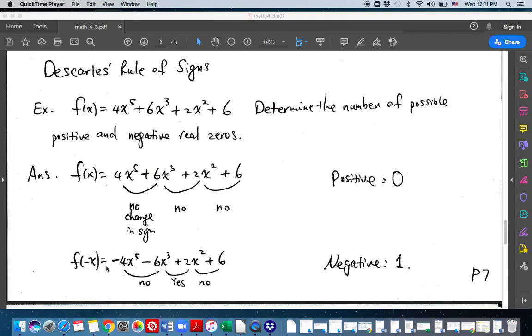Let's start by writing out the expression for f of negative x, which is this. Now let's count the sign changes for the coefficients of each term. So we do have a sign change once. So by the results, we can conclude there is going to be a possible negative real zero for this polynomial.